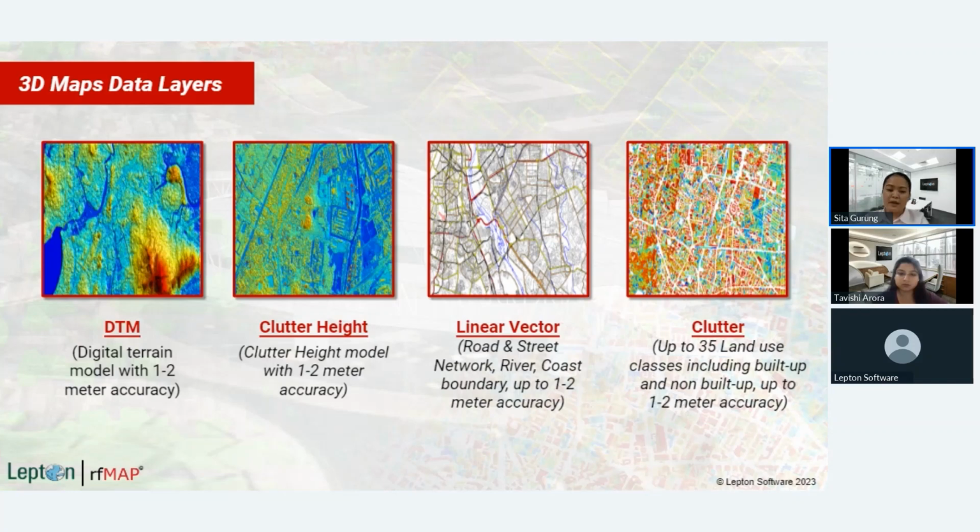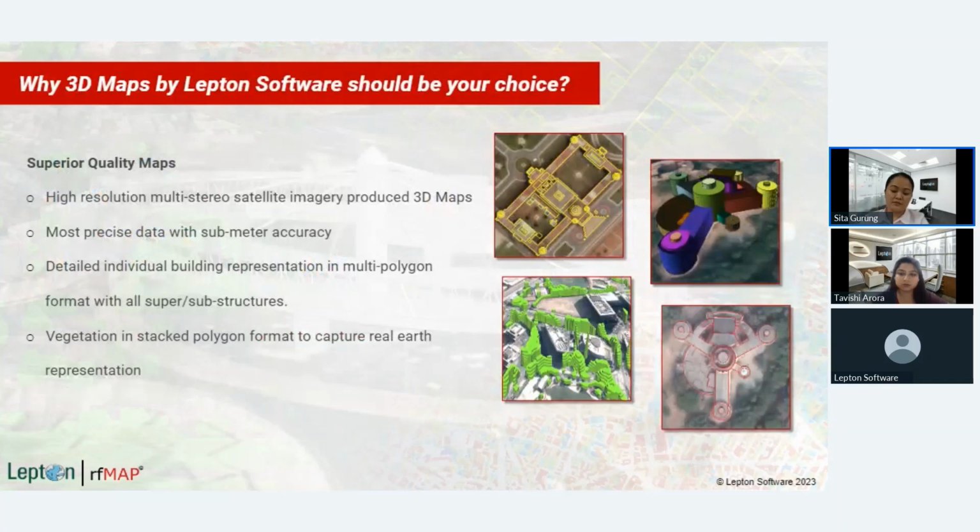Now, why should 3D maps by Lepton Software be your choice? Why these 3D maps from Lepton? First of all, superior quality. So it's not just that we are repeating to go with 3D maps by Lepton. We are actually creating very high quality 3D maps. And I can discuss the pointers on the basis of which we can actually produce these high quality maps.